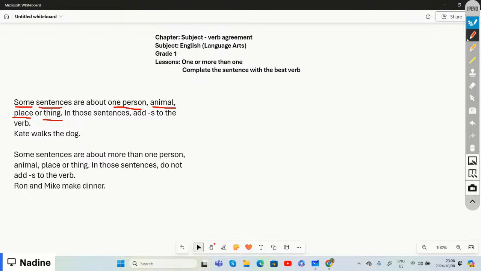All right. So, like we say, some sentences are about one person, one animal, one place, or one thing. We call that singular subject, right?